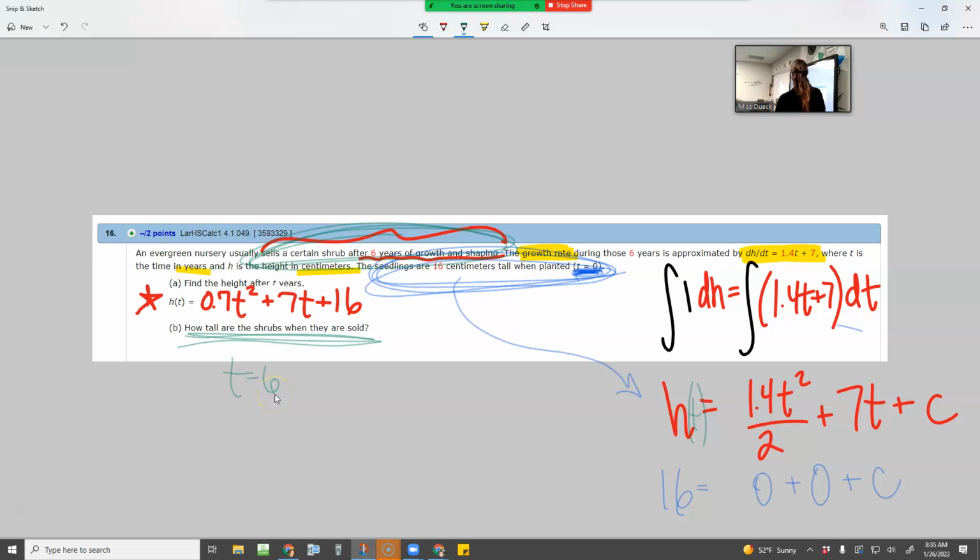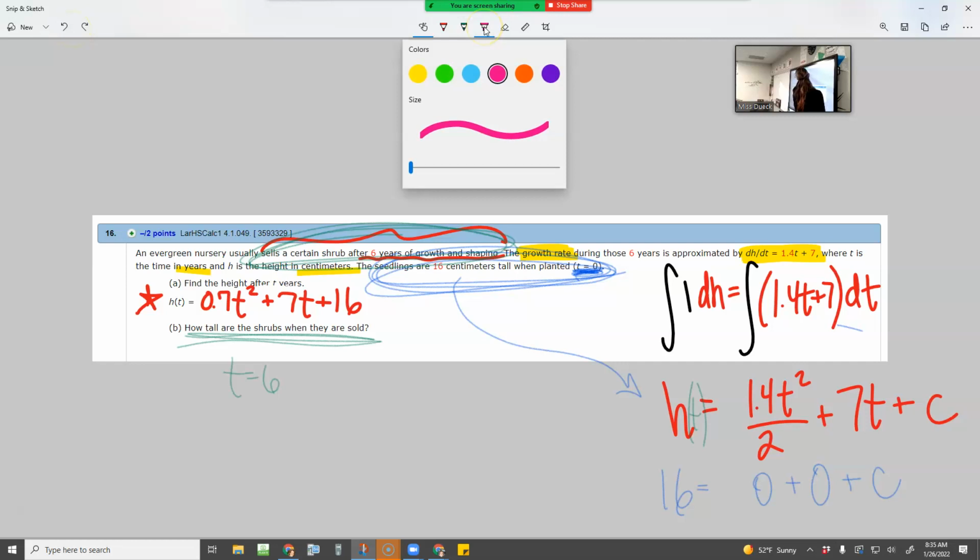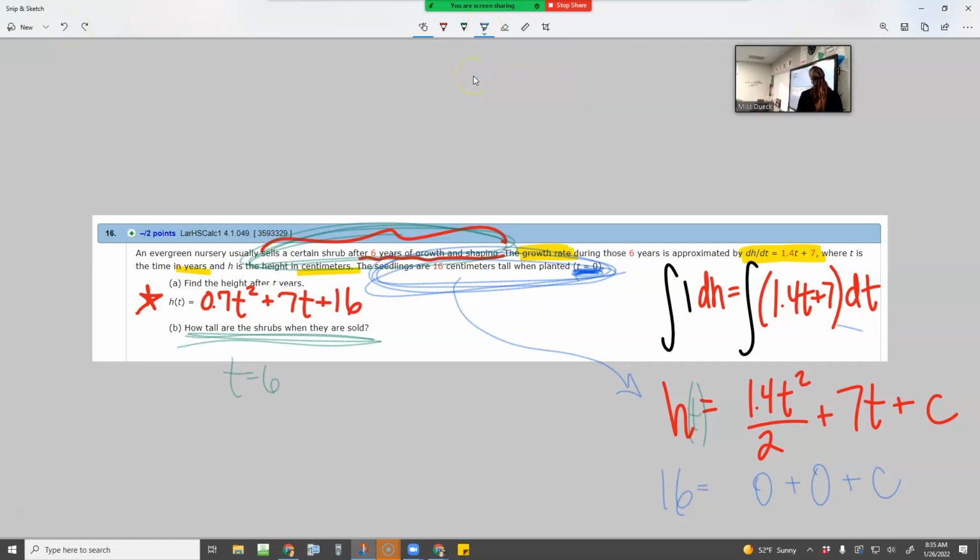Wait a minute, wait a minute. What are the units and do they match? Centimeters is what I want, but I have years, right? I have years. Guys, just real quick, let me finish up this problem. I want to move on. If I have 6 years, does that work with my T? What is T measured in? So I'm okay. What if one was days and one was years? What if one was months and one was years, right?